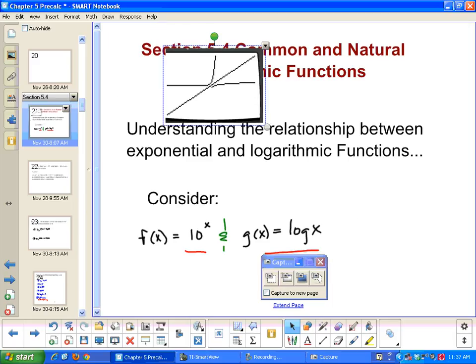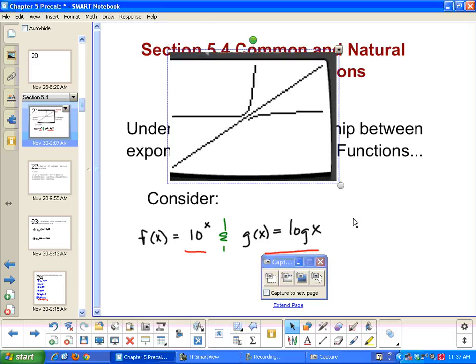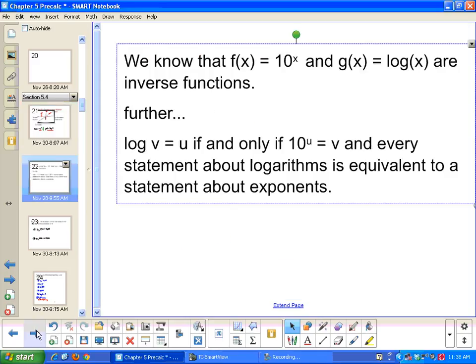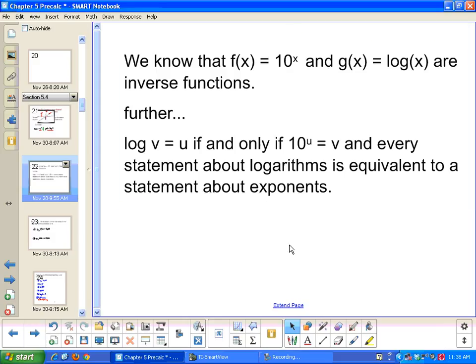Okay, so in this graph right here, it looks like one of the two doesn't continue, but it does. It's just that your calculator doesn't exactly show you what's going on. So these both continue here. So this one being 10 raised to the x power. You should notice here that it looks like they are reflections of each other over the line y equals x. And if that's the case, then they are inverses of each other. That's what inverses are. So what do we know about these? We know that 10 to the x and log of x are inverse functions.